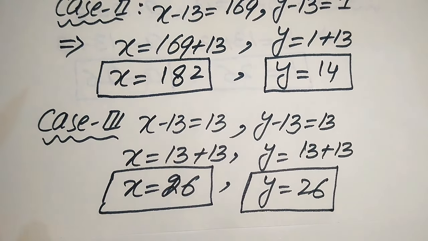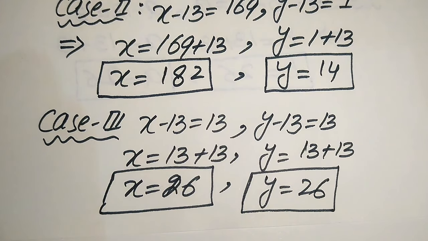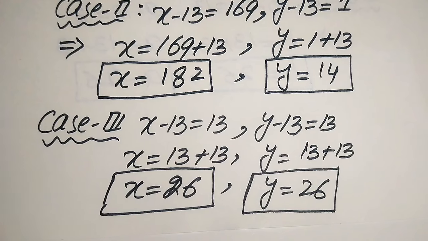So these are the three pairs of values of x and y which we get from all of these three cases, and this is the final answer.